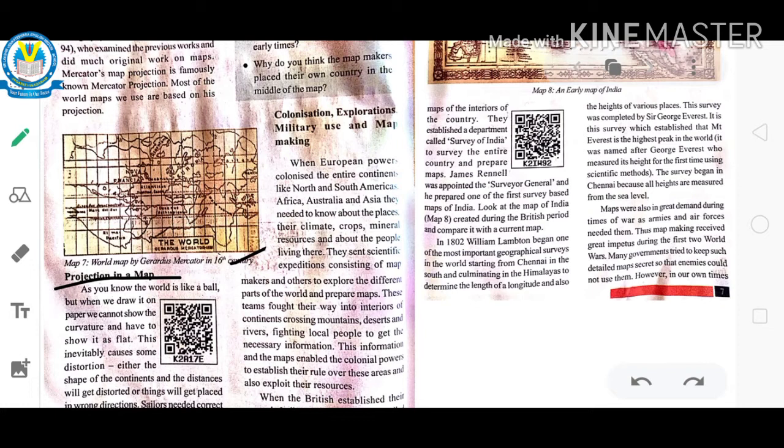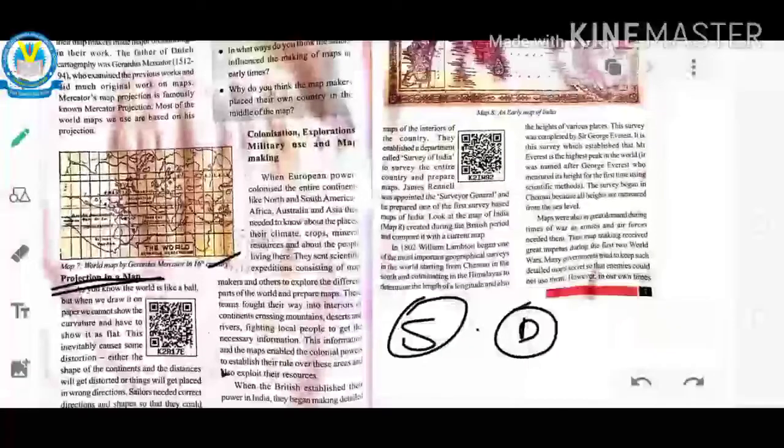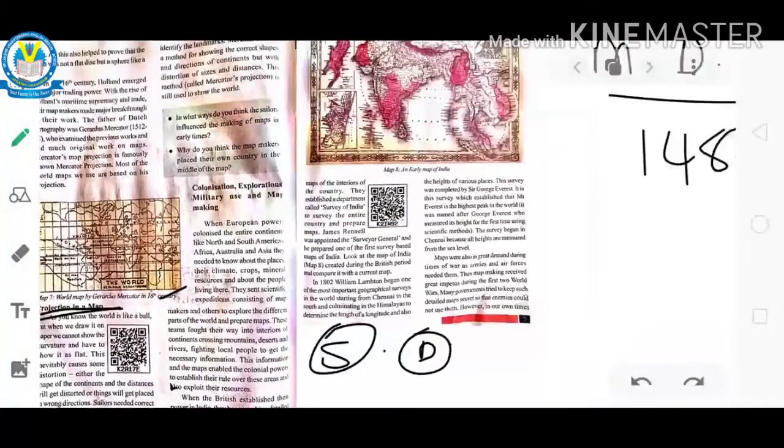Such a representation causes distortion in the shape of the countries and distances. For the correct directions and shapes of the continents, Mercator devised a method, but with distortions of the sizes and directions. So this method is called the Mercator projection.